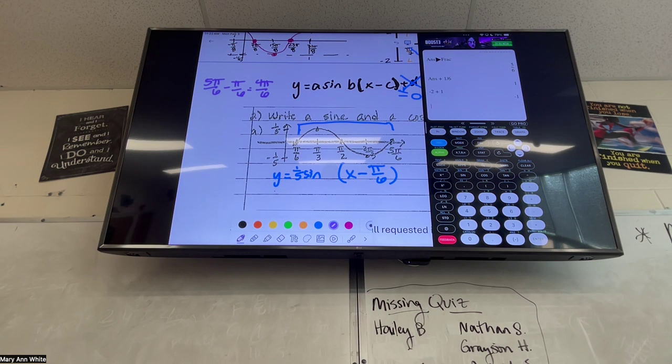Can you simplify that down? 2 pi over 3. And remember earlier I said that your period is 2 pi over b? If this is 2 pi over 3, what's my b going to be? 3.